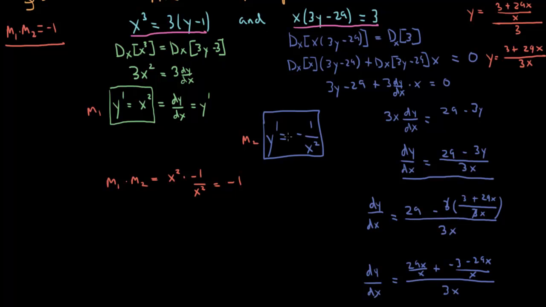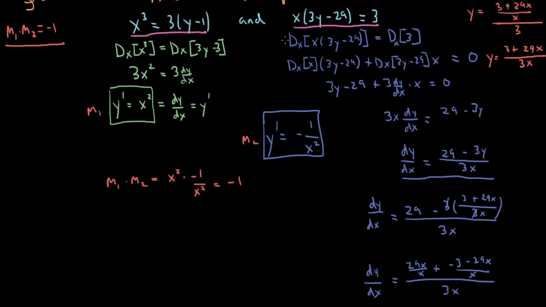If we had multiplied these two derivatives, these two slopes together, and gotten any number besides negative 1, then the result would be not orthogonal. But since we get a negative 1 here, these are orthogonal. Okay, so these two curves are orthogonal.